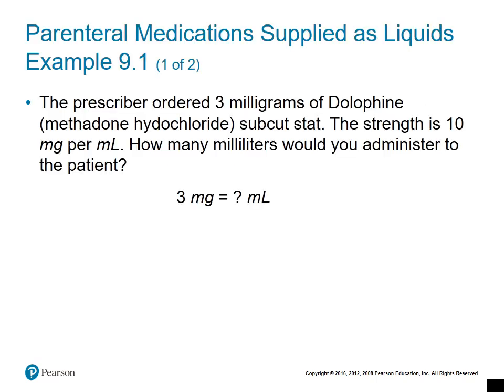Okay, so here we go. The prescriber ordered 3 milligrams of Dolophine subcute stat. The strength is 10 milligrams per milliliter. How many milliliters would you administer to the patient?